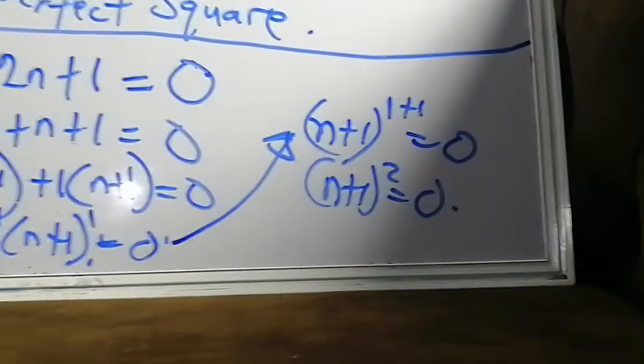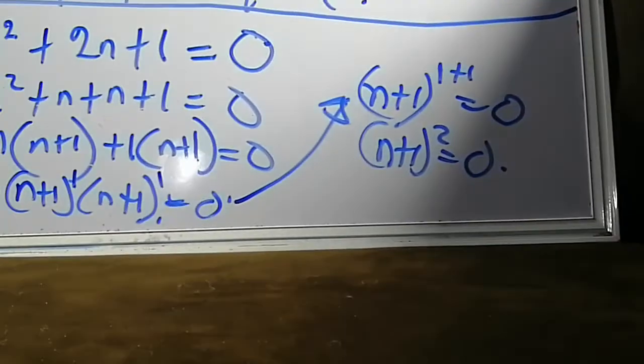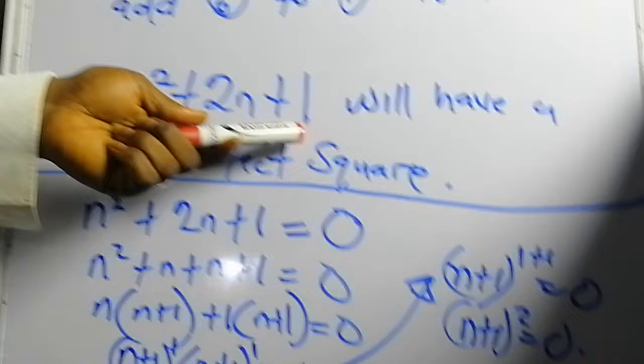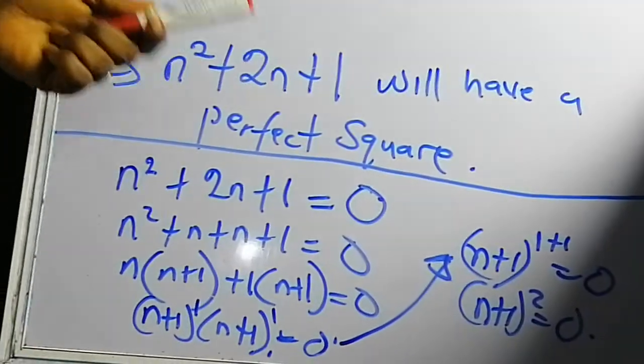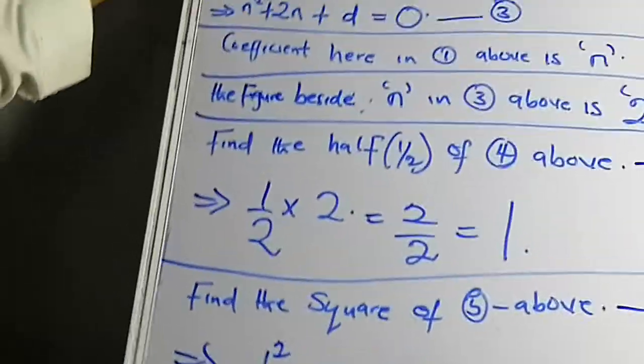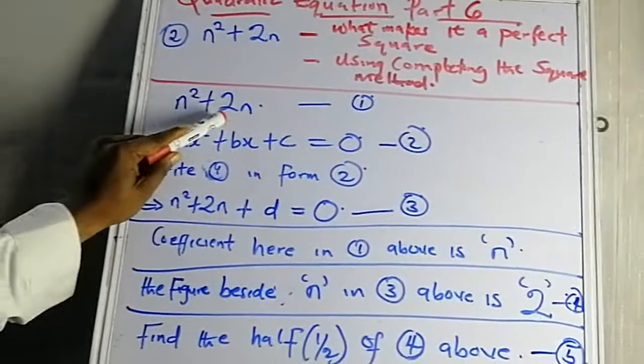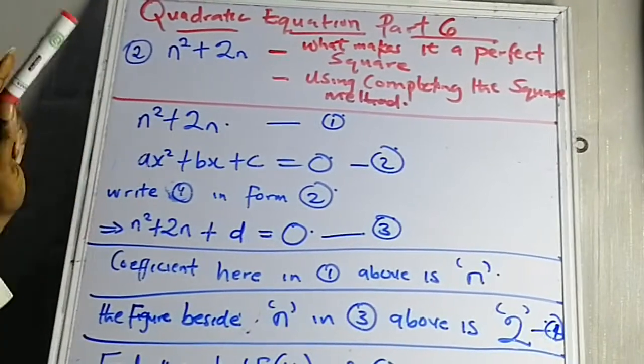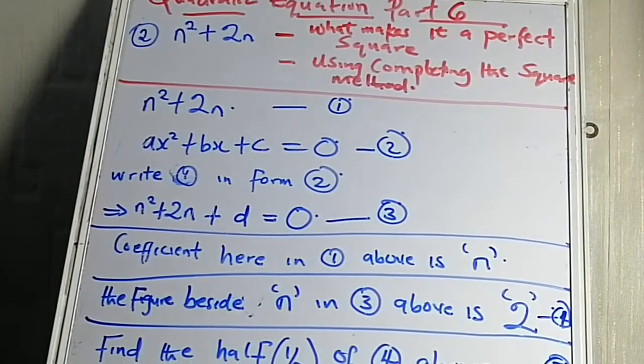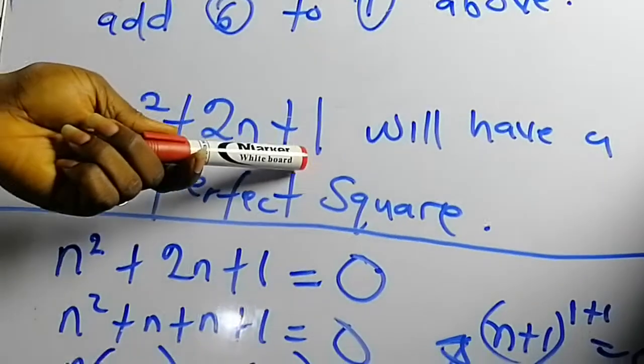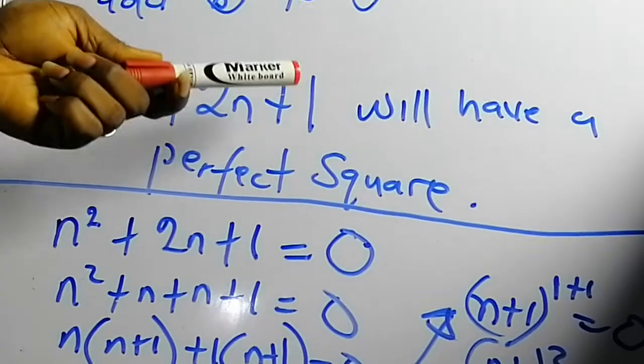And don't forget, it depends on your option. Your option can say what is the value that will make this equation a perfect square. Look at the question: what is the value that you can add to n squared plus 2n that will make it a perfect square? The value is 1, which you've calculated. Okay? The value is 1.